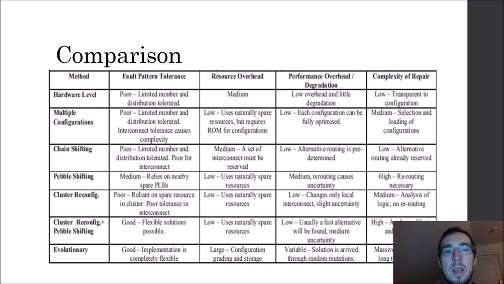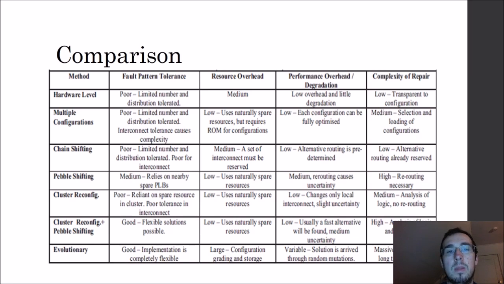So something like a hardware level is going to have a pretty poor fault pattern tolerance because they're designed to just take care of basic, simple faults that can only occur in these places. So with something like extra rows, if something happens in a different section of the FPGA, it won't be able to account for that in the extra rows because they're already predetermined. And it's also going to require a good amount of area overhead because it has to have multiple implementations of the same PLB.